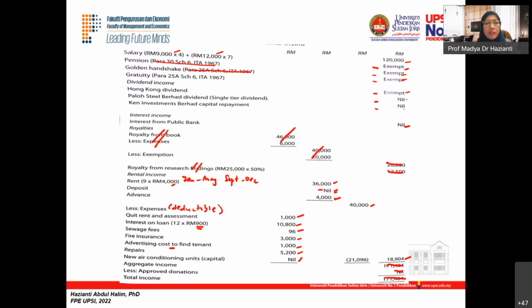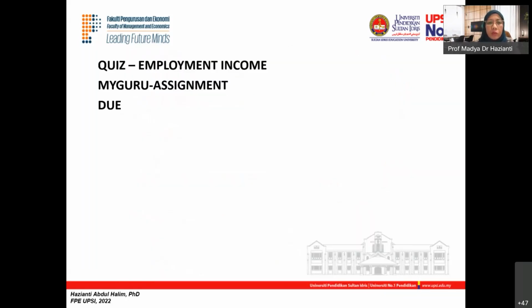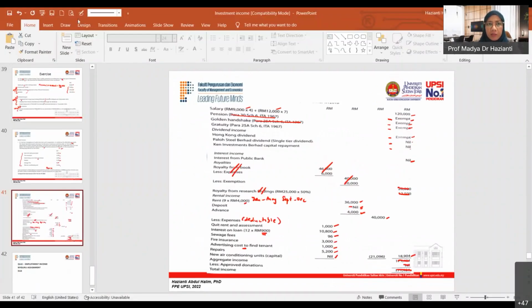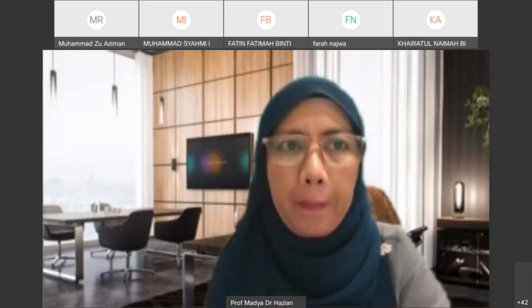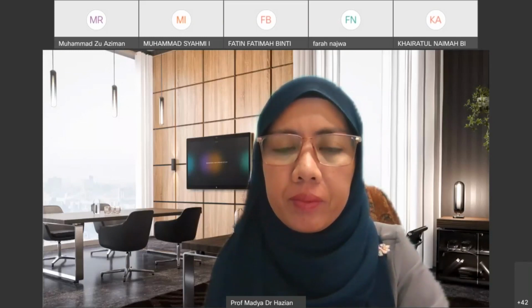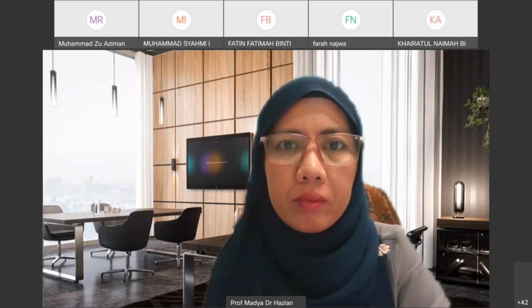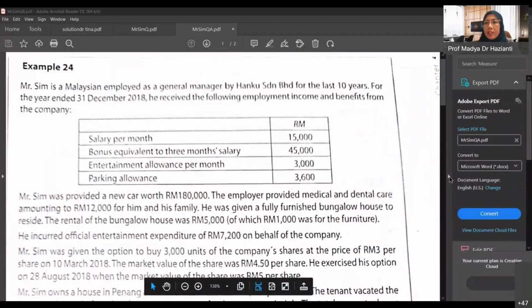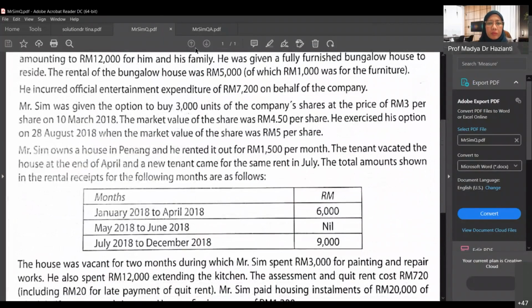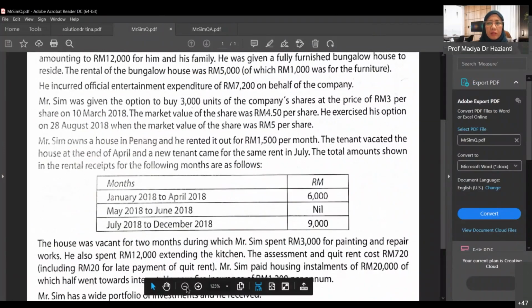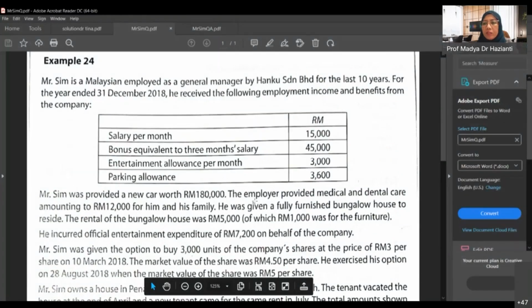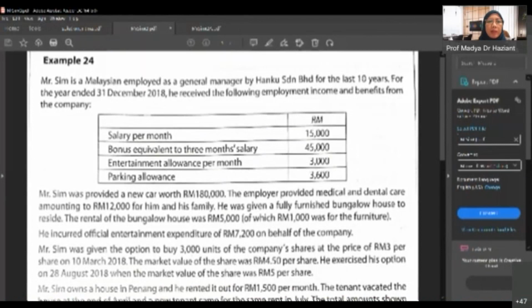Let me share with you another question. So yang ni okay, tak ada soalan. Okay doktor. Let's look at another question. Okay. Mr. Sim ni pun saya dah share dekat my guru. Alright. Okay, Mr. Sim ni dia panjang sikit, you need some time untuk complete the employment income part dia.